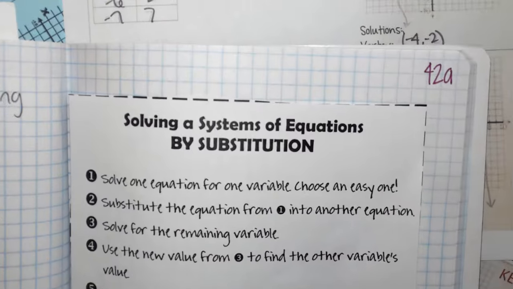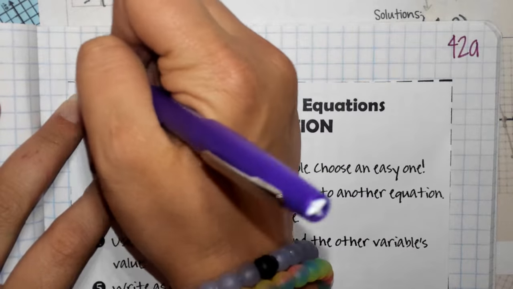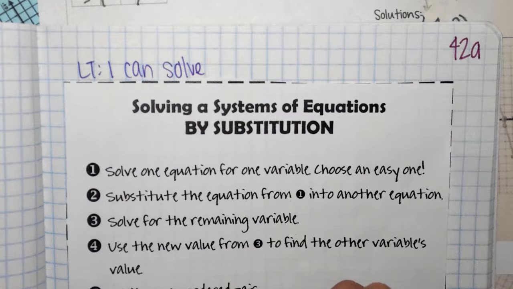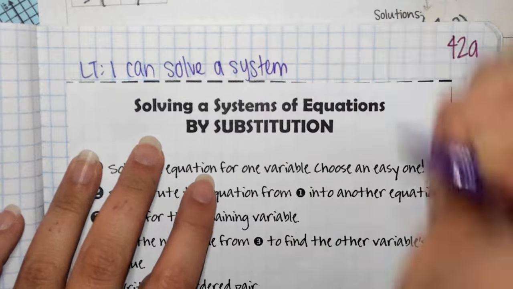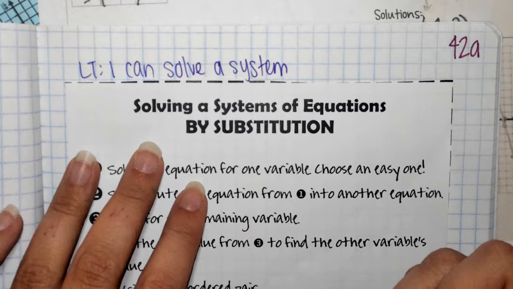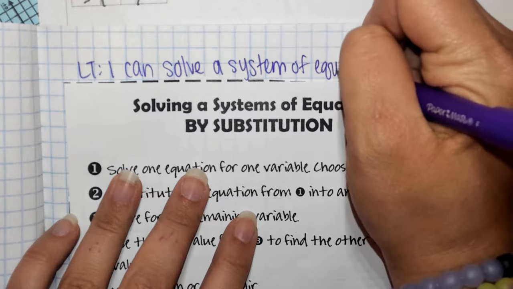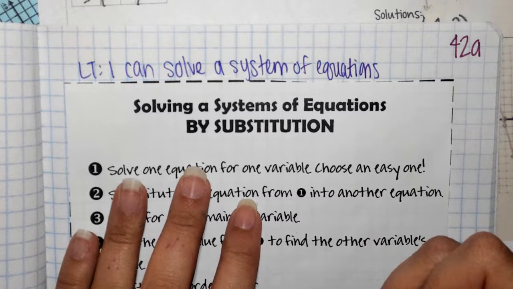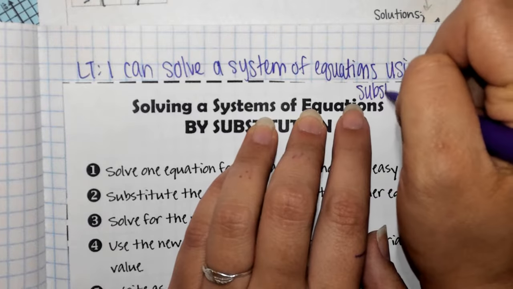Alright, now I forgot to change the learning target on the board, so we're going to write it down together. Our learning target for today says I can solve a system of equations using substitution.